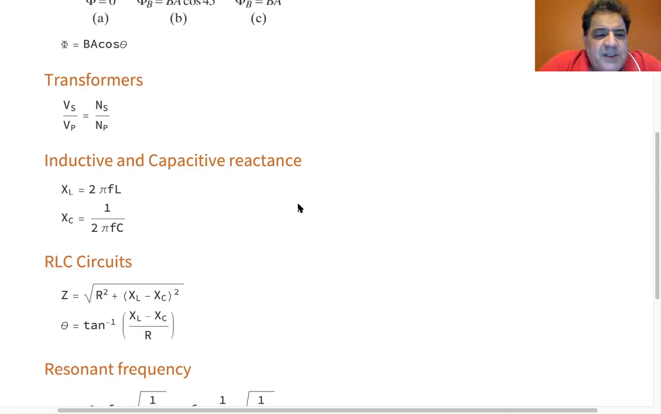Okay, so the impedance is equal to the square root of R squared plus the difference between the inductive reactance and the capacitive reactance squared. So it's the square root of R squared plus X sub L minus X sub C squared. And to get the phase angle, theta is equal to the inverse tangent, or arctan, of X sub L minus X sub C divided by R.